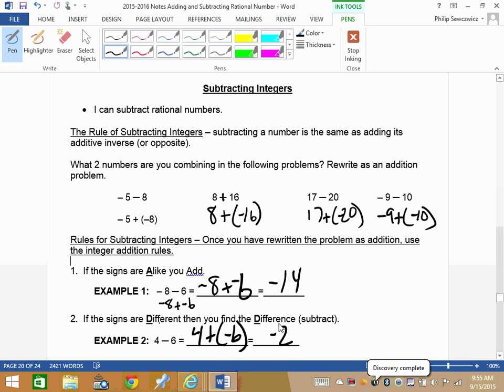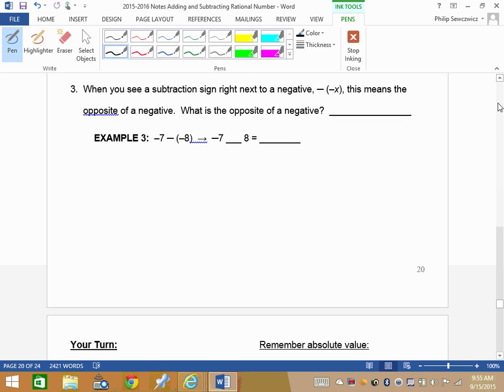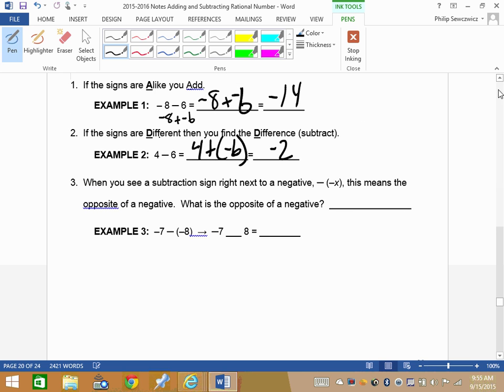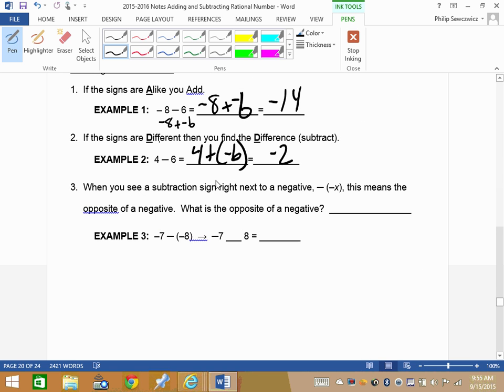I owe someone $2. Now, again, your rules here: we've got different signs if you chose to rewrite it, so I will subtract, and then because I've got more negatives, we're going to keep the negatives that are there. So it is something that you want to watch for. It says when you see a subtraction sign right next to a negative, this means the opposite of a negative.